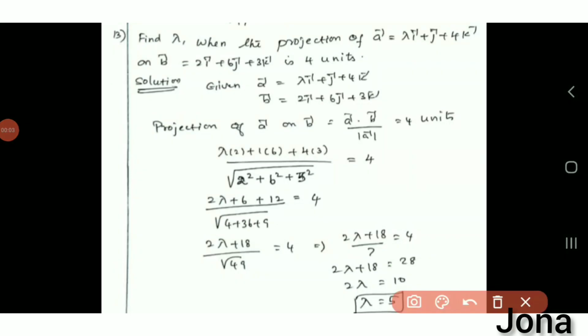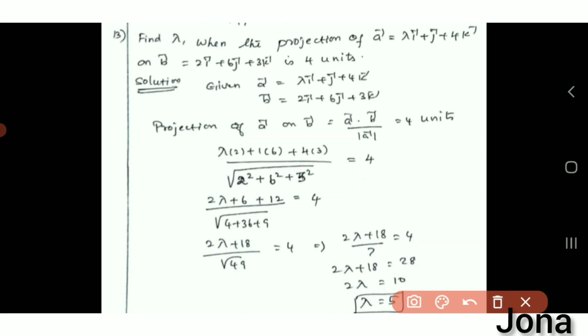13th sum. Find lambda when the projection of vector A, which is lambda i plus j plus 4k, on vector B, which is 2i plus 6j plus 3k, is 4 units. Here we want to find the value of lambda. The projection of A on B.